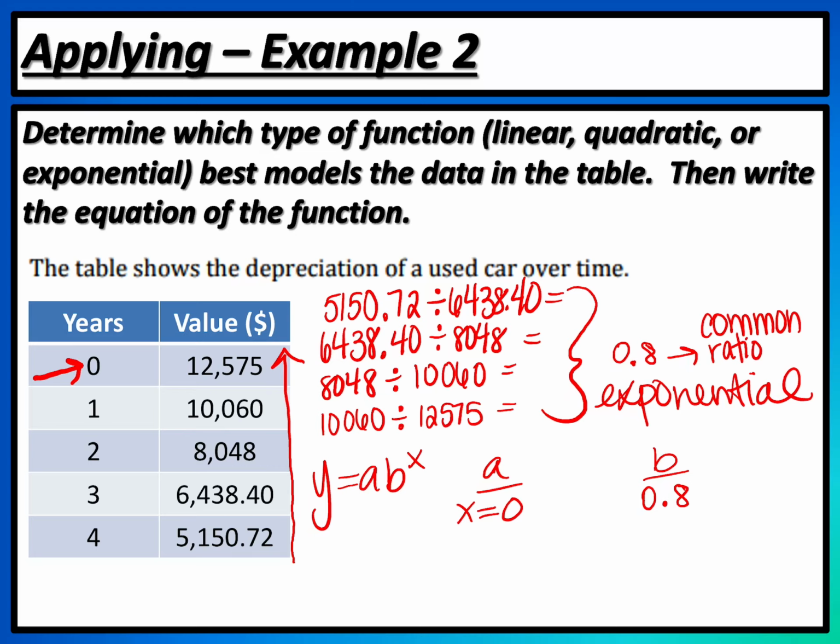T equals 0 is given here, so my initial value is 12,575. Okay, so I have my a and my b. I'm going to plug them in to my equation.